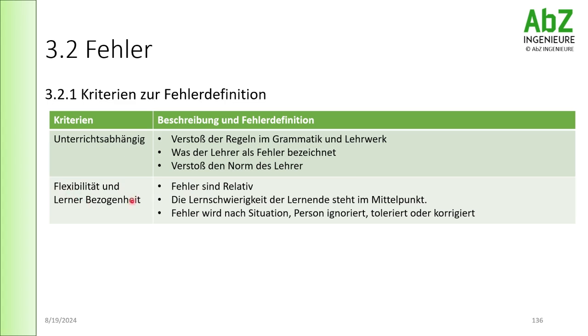Then you have Flexibilität and Lerner Bezogenheit. According to this criteria, error is relative. When a student finds it very difficult to learn, then don't mark his errors, leave it aside. The errors will be corrected only based on situation, the person. You can either ignore the error, tolerate the error, or correct the error. So if it's a very good student who is making errors, then you correct him. If it's a very weak student, don't correct him. Such kind of a criteria.